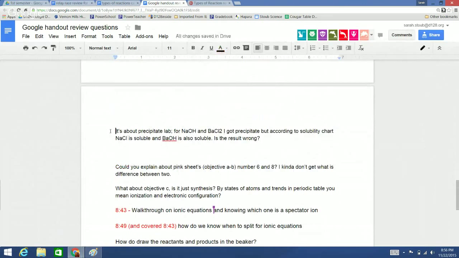It's about the precipitate lab. For NaOH and BaCO2, I got a precipitate, but according to solubility rules, NaCl is soluble and BaOH is also soluble. Is the result wrong?